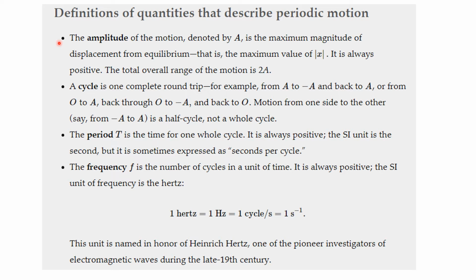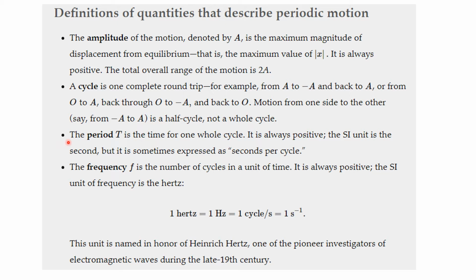trough. A cycle is one complete round trip from A to minus A and back to A, or from 0 to A, back to 0, to minus A, and back to 0. Motion from one side to the other, say from minus A to A, is a half cycle, not a whole cycle. Pay attention to this definition.